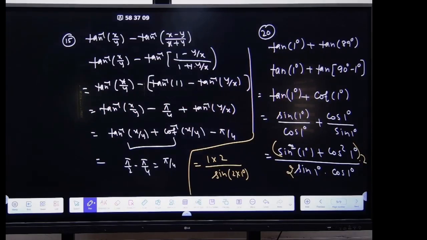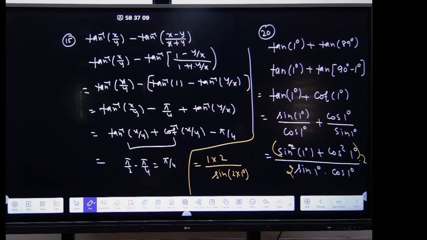So when you are getting tan 1 degree plus cot, you can't apply this formula, tan inverse plus cot inverse. Inverse it is not there, it is 10. If inverse will be there, we could have applied. If it is inverse, no problem, but inverse is not there, that is the problem.